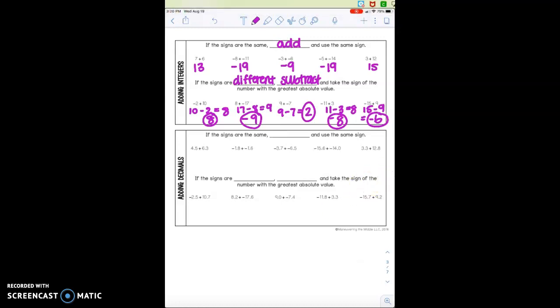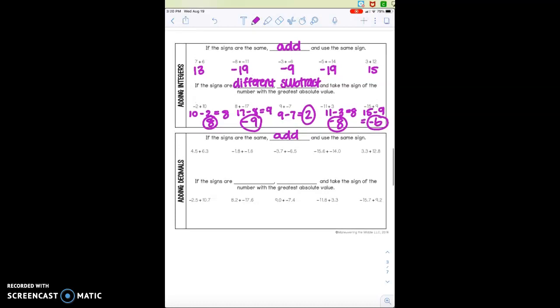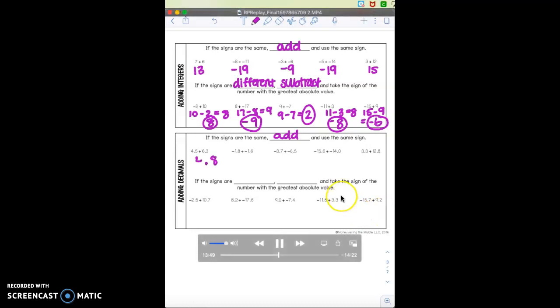So same thing with decimals. If the signs are the same, add and use the same sign. Once again, I'm not going to walk you through how to work these out. I think we all know how to add decimals. If you need some extra help with adding and subtracting decimals, please come to my Google Meet on Friday and I will go through how to do all of that with you, okay? So we're going to go through those 4 problems.